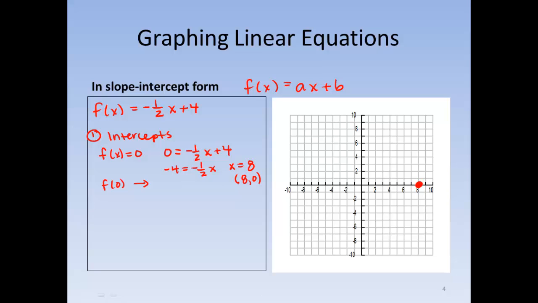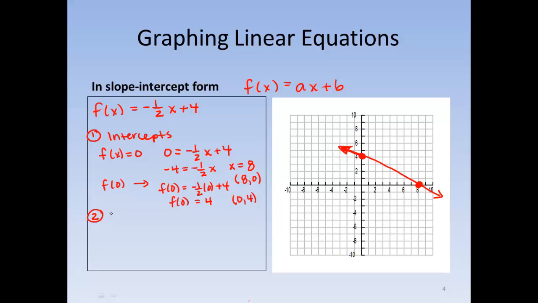I can also substitute in 0, and I would have f of 0 equals -1/2 times 0 plus 4, or f of 0 to equal 4, and that gives me (0, 4) as my other intercept. And then I would be able to connect these. On your paper, I recommend you using a straight edge, and your ID is a fabulous straight edge. You can just lay it down on the paper anytime you're in class or outside of class and create a perfect line there.